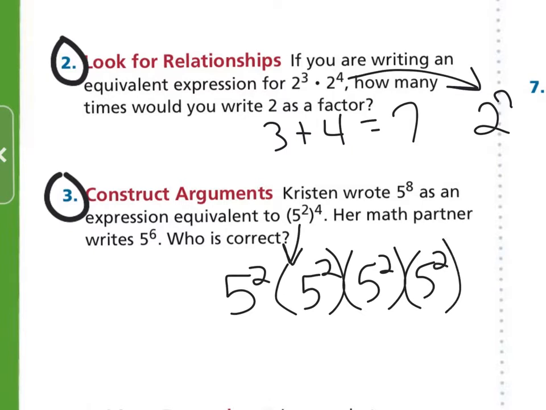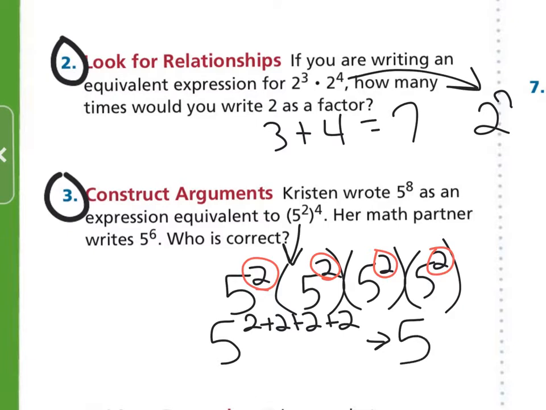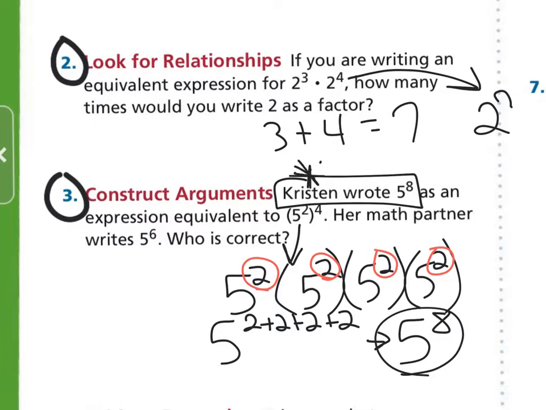And then since we're multiplying, we're going to add our exponents. So if you want to write this step out, you can. So if we do this, 2 plus 2 plus 2 plus 2, 8. So 5 to the 8th power should be right. Kristen wrote 5 to the 8th power, so Kristen would be correct. We'd want to write a sentence about that, but just for time's sake, we'll just say Kristen is correct.